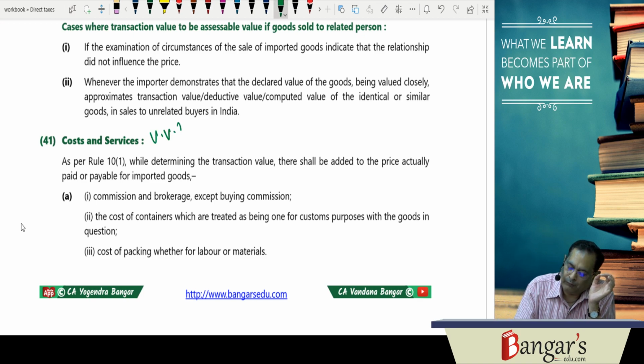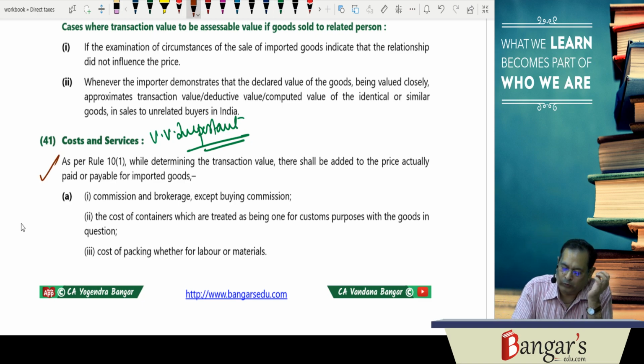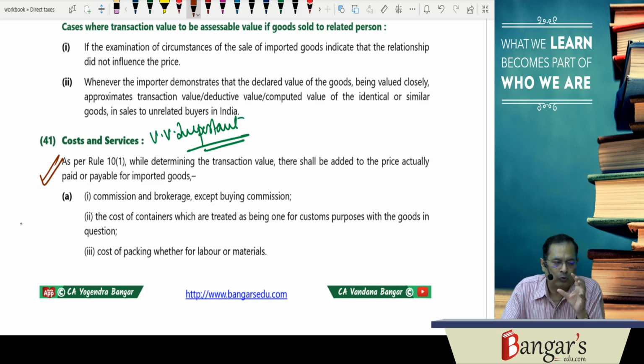We have to make what? The adjustments of what? The costs and services of rule 10. And this is very, very important. So, as per rule 10.1, while determining the transaction value, we have to add the following in case the same has not been added already. That is commissions and brokerages except buying commission.